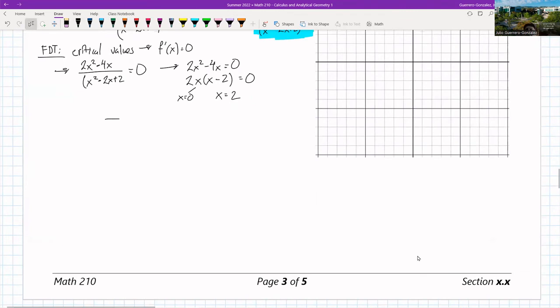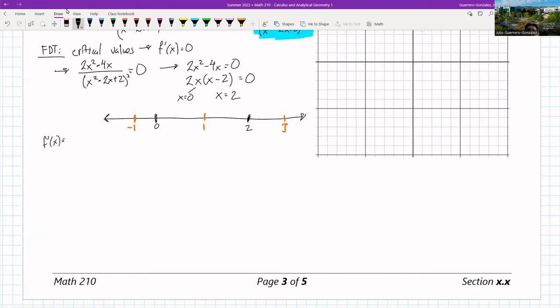I'm going to do my number line. This is going to be my 0, and this is going to be my 2. I need to choose my representative values, so negative 1, 1, and 3. I'm choosing these values because they are nice values you can do the math with, and I forgot the square here, I think I might have erased it.